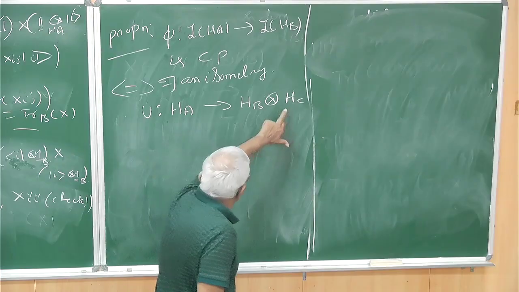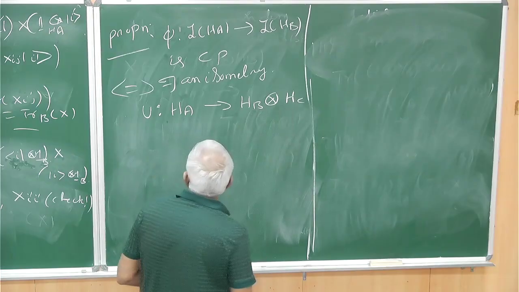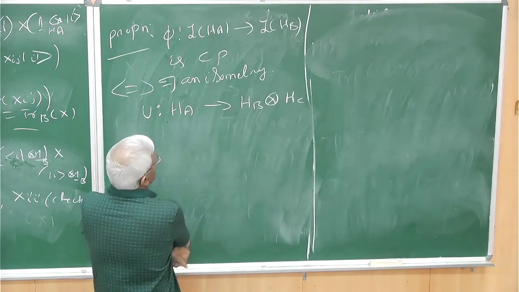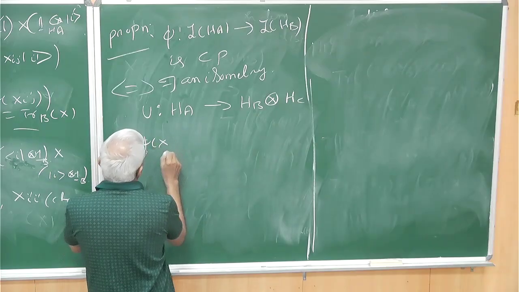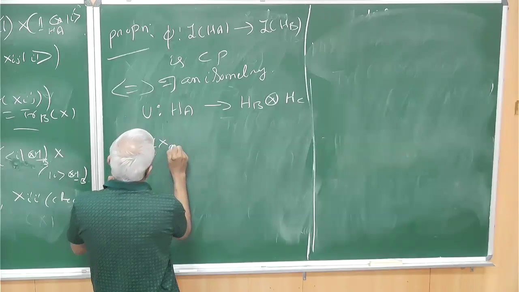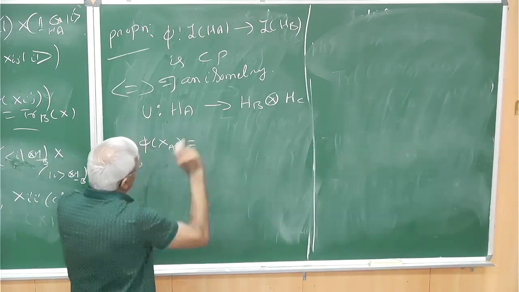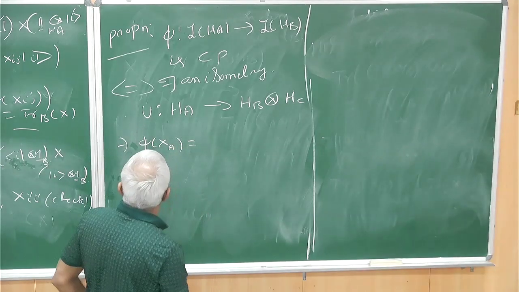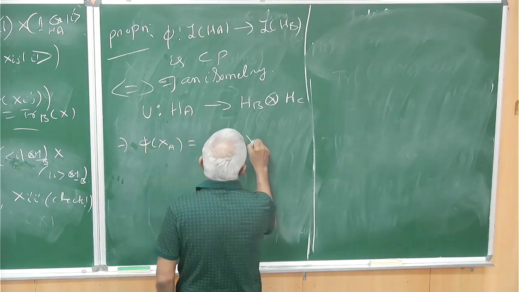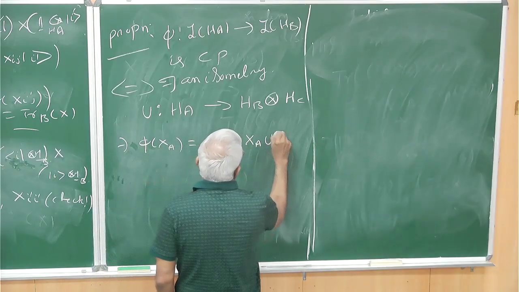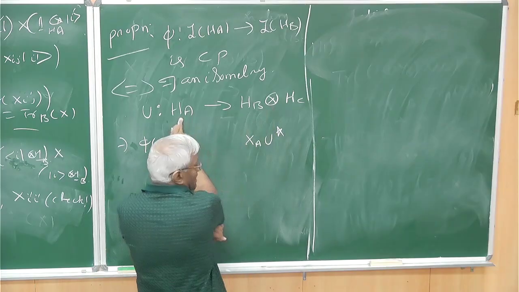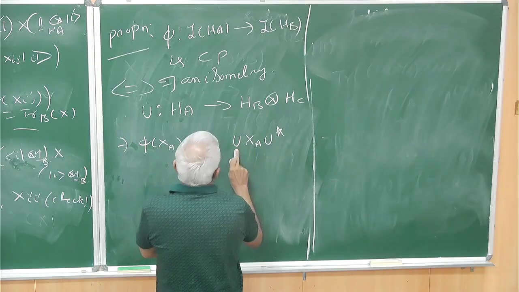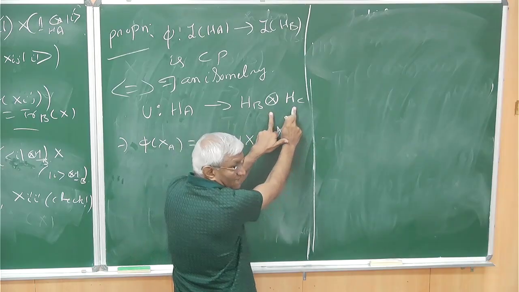Let's see. I don't know whether it's H_C tensor H_B, but I think this is okay. H_A tensor H_B, such that phi of x, where x is in A, should land up in B. So you take X in A, and U star brings it from H_B tensor H_C to H_A. And then U, so this will land up in H_B tensor H_C.